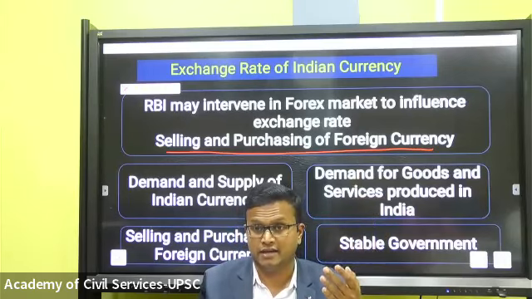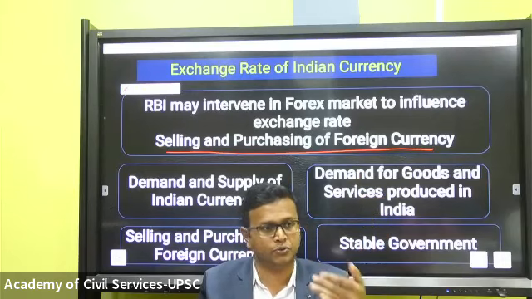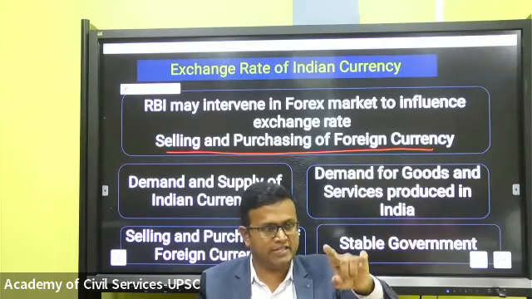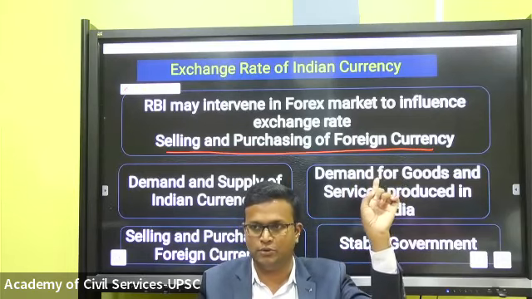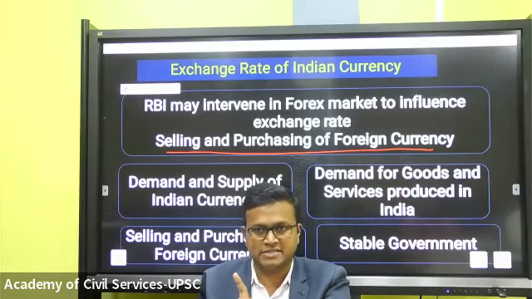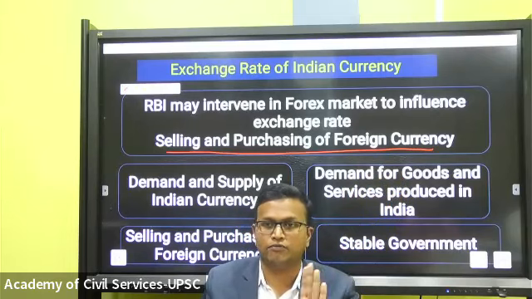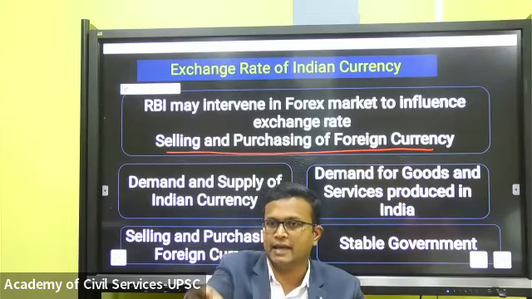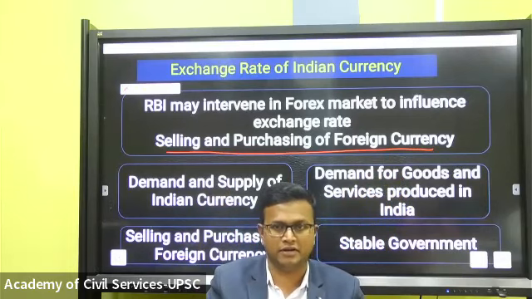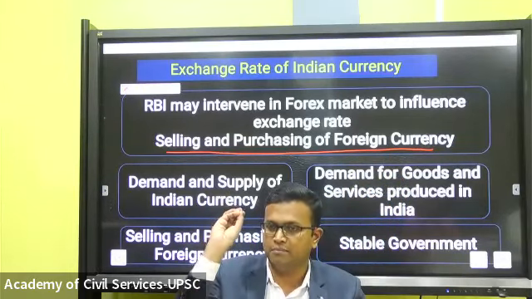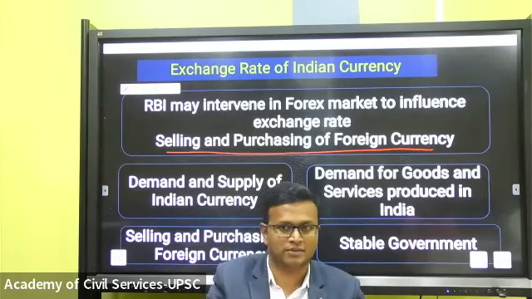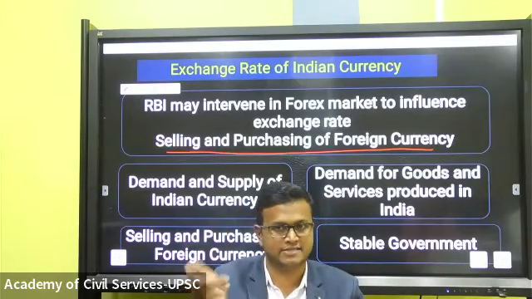She expects that her container of goods will reach after 2 days. After 2 days, she needs some US dollars to pay the exporter in the US. He will accept only US dollars. Then she, an import business person, is in need of foreign currency. Another person is an exporter. He has exported some goods to a foreign country, and that importer has made the bill payment in US dollars. Then he has the US dollars. He is in need of Indian currency.